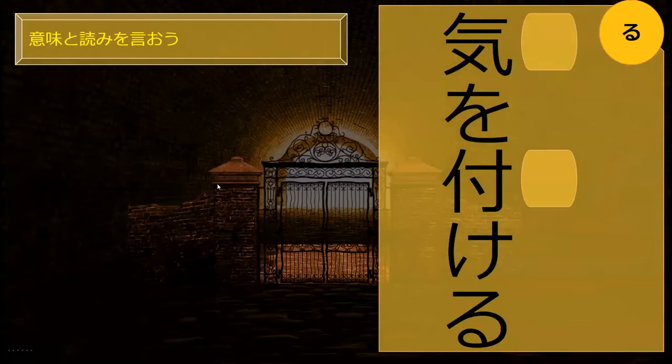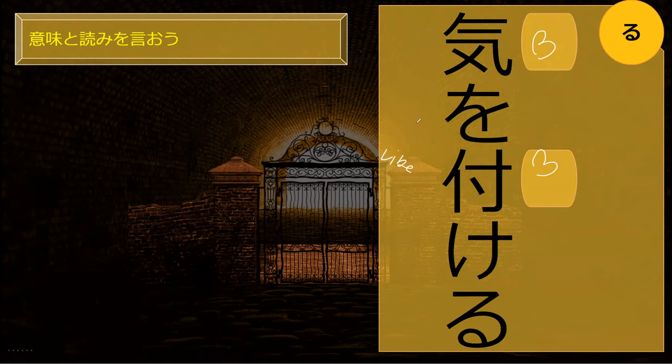So perfect. Can you read this word for me? Ki o tsukeru. Ki o tsukeru is kind of similar to ki ga tsuku or kizuku, but it has a very different vibe to it. Do you happen to know what ki o tsukeru means? To be careful. Yep. So it's to attach your attention on purpose. So be careful, which is a ru verb.